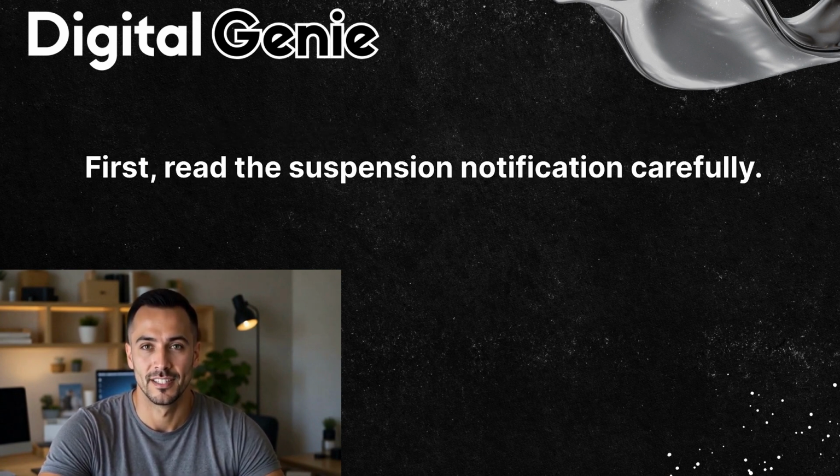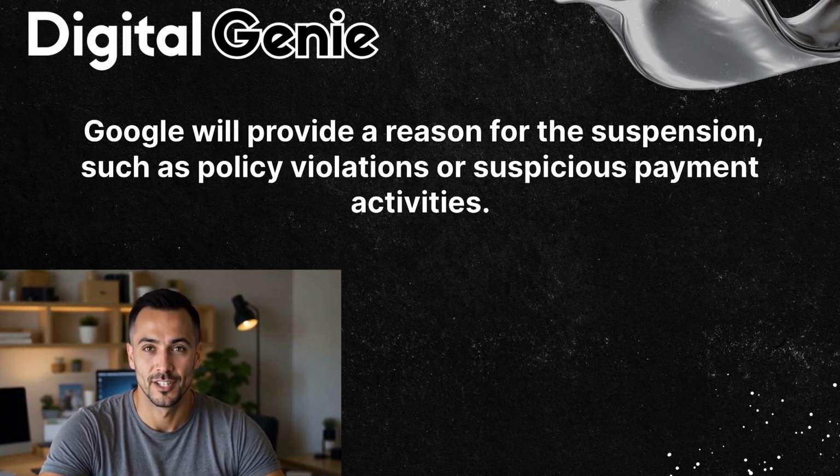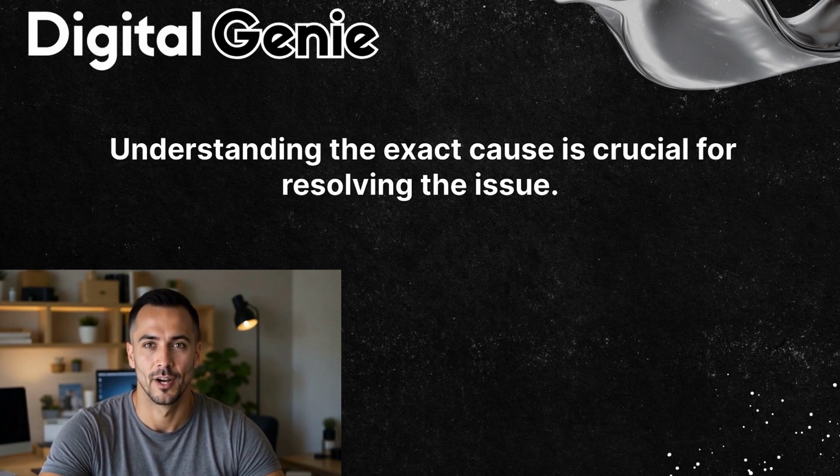First, read the suspension notification carefully. Google will provide a reason for the suspension, such as policy violations or suspicious payment activities. Understanding the exact cause is crucial for resolving the issue.